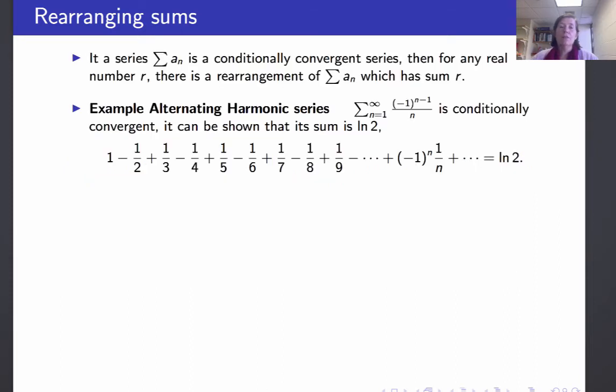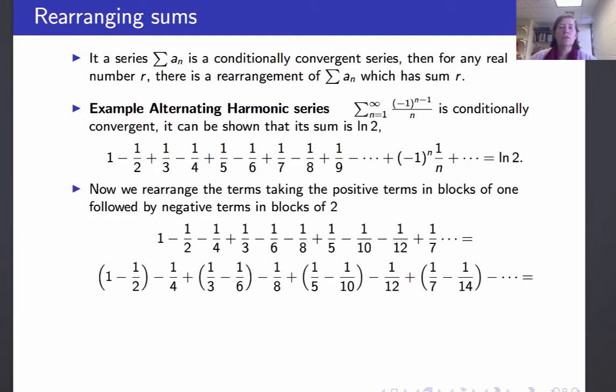On the other hand, the alternating harmonic series is conditionally convergent, and it can be shown that its sum is the natural log of 2. And in fact, we'll probably get to this later when we look at power series. Well, we have 1 minus 1/2 plus 1/3 minus 1/4 plus 1/5, etc., as the natural log of 2.